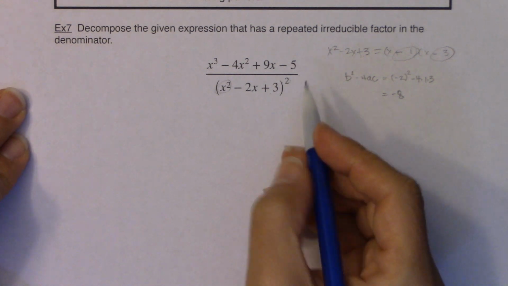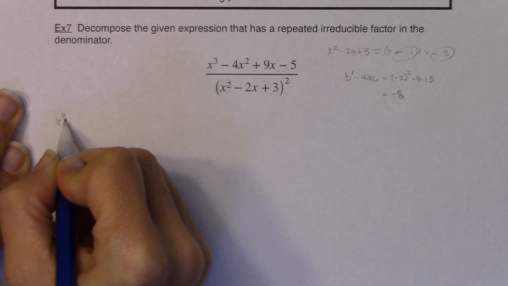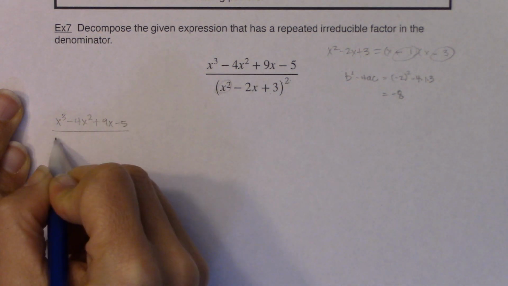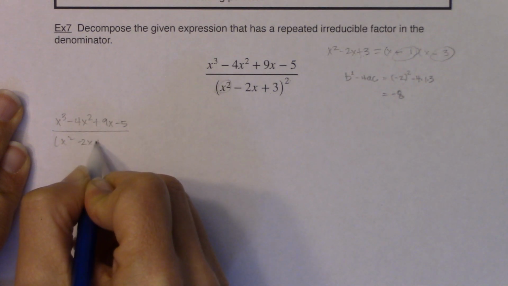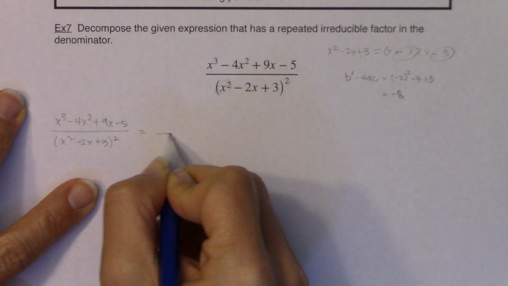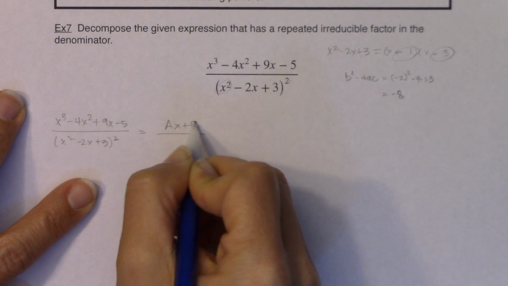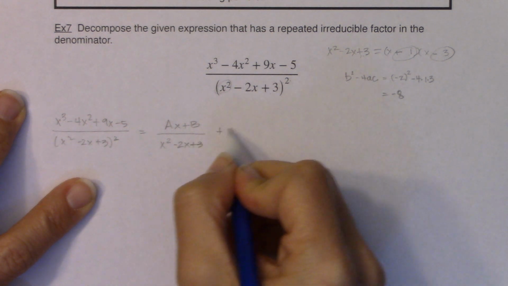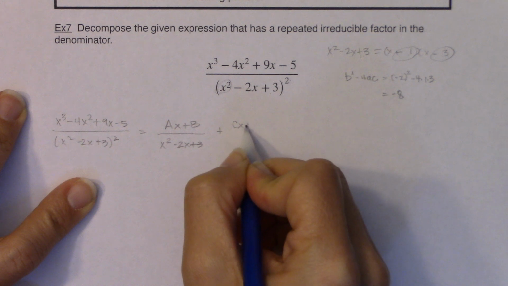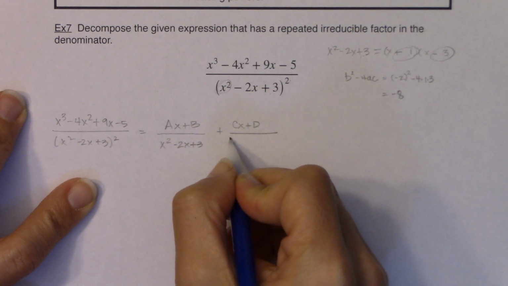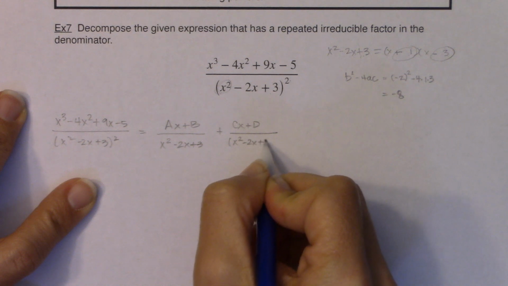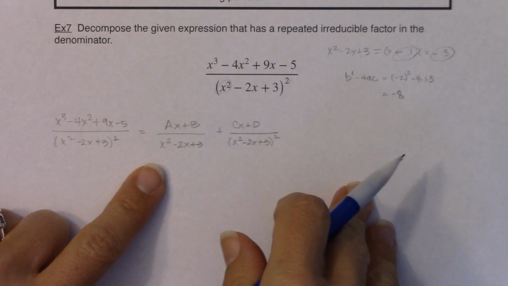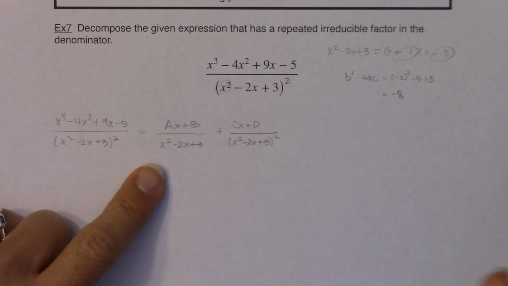Okay, so if I take a look at this, I'm going to break this down into fractions. I'm going to have x cubed minus 4x squared plus 9x minus 5 over x squared minus 2x plus 3 squared. I'm going to have a linear factor for 1 power of that denominator, 1 degree of that denominator. And then I'll have a second fraction, still a linear expression on the numerator, over x squared minus 2x plus 3 squared. Same technique we would do for repeated linear factors. We're just repeating it now with quadratic factors.